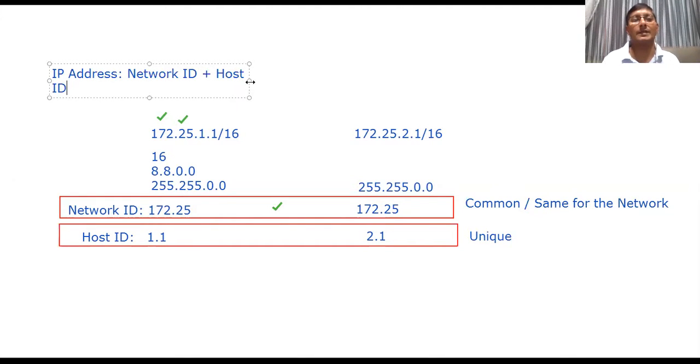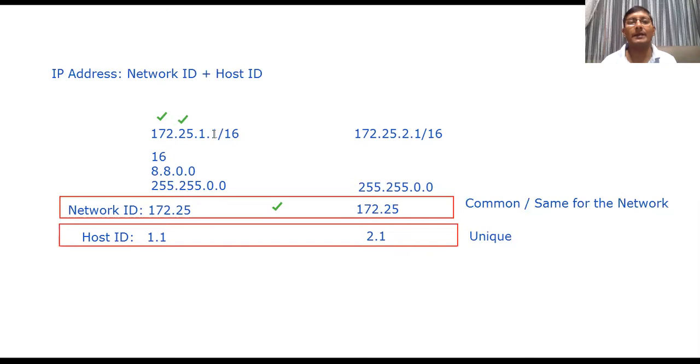Combination of network ID and host ID, that is the IP address. So it might have 4 blocks, but the combination of network ID and host ID we have. So you understand this part here, all of you? Any doubt? If you have no doubt, I am changing the example now.